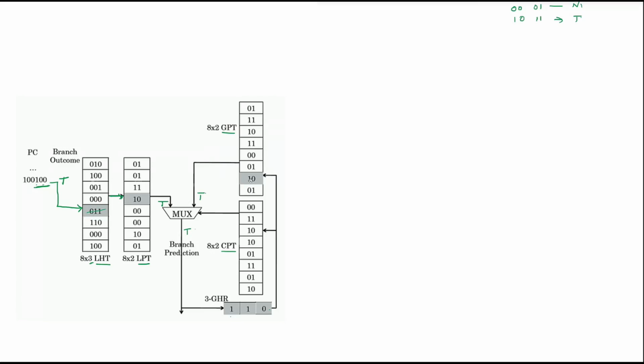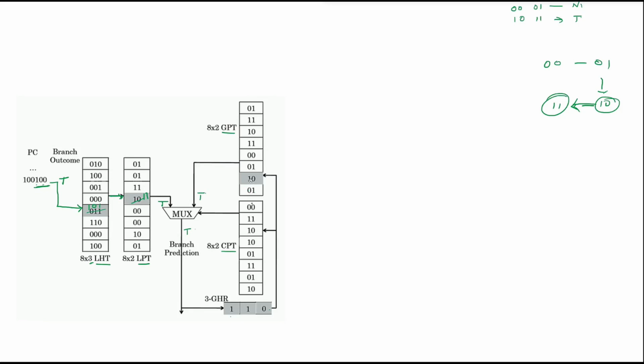Push 1 on the left side. This has become 101. So now here it is taken, because according to the state 0001 1011, it is in this state, so we take it as taken. But now since the branch is taken, it moves to the strongly taken case, so this value will be changed to 1.